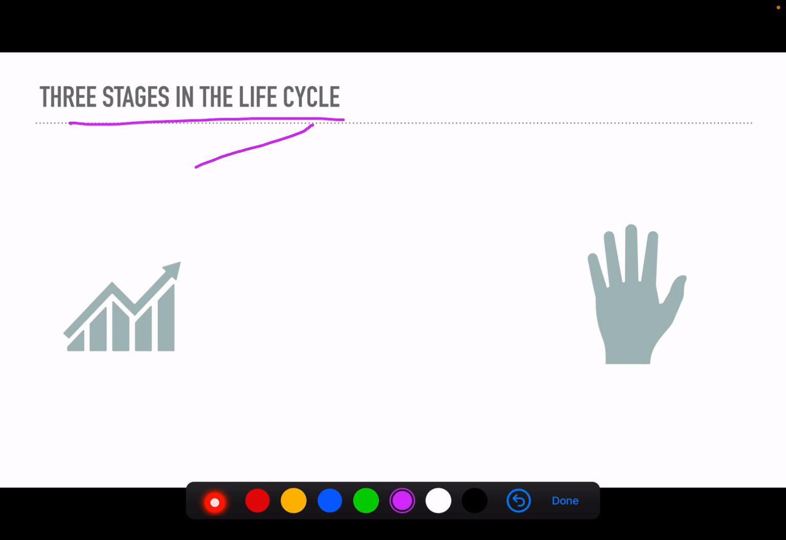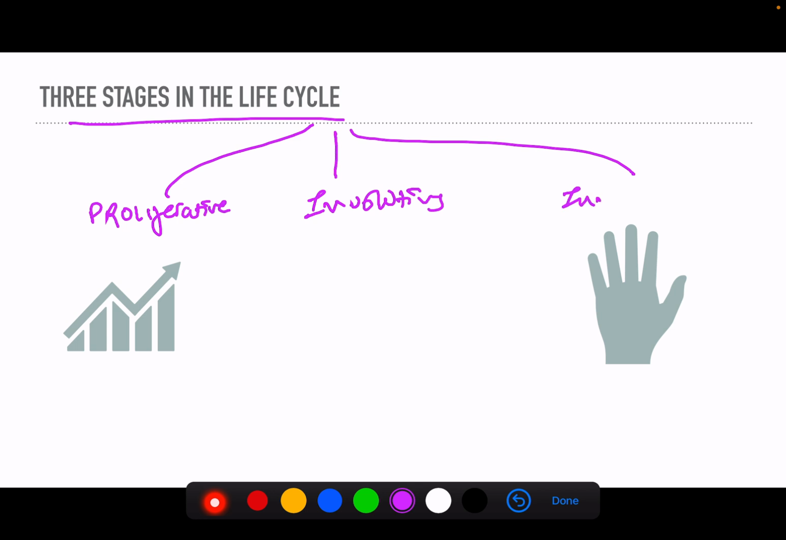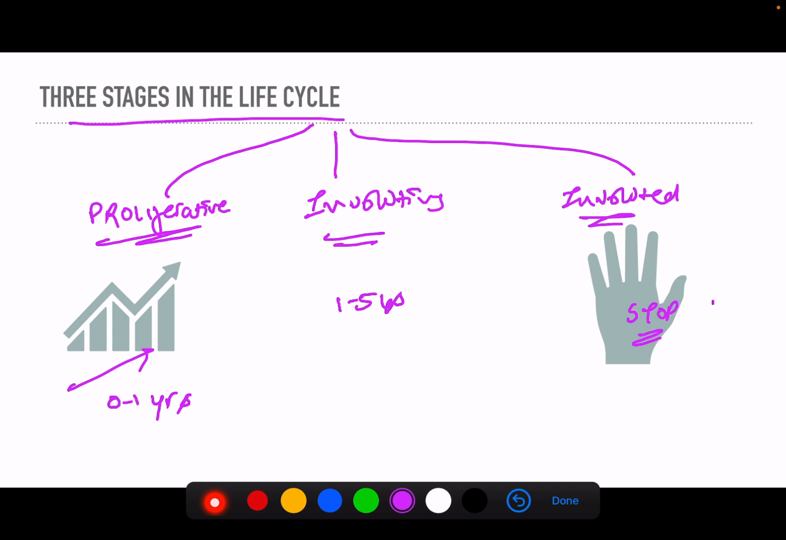For the 3 stages in the life cycle of hemangioma, the first one is proliferative, then second one is involuting, and third is involuted. So basically proliferating is increase in growth, which is seen at 0 to 1 years of age. Involuting is for 1 to 5 years of age, and involuted, that is the growth stopped or has decreased, is seen at more than 5 years of age.